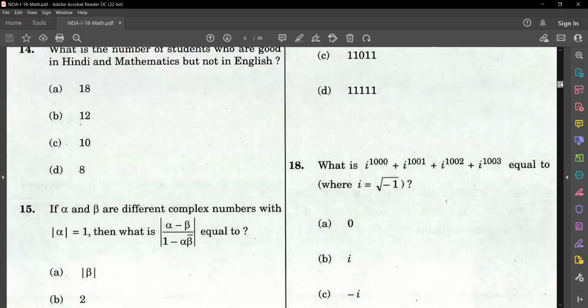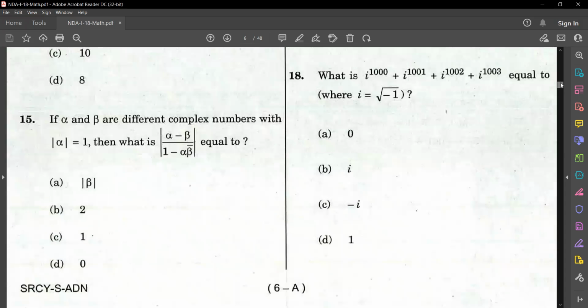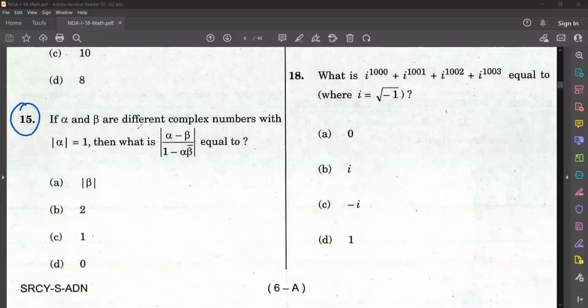We are going to see some previous year NDA Maths questions. See the question number 15. If alpha and beta are different complex numbers with modulus of alpha equal to 1, then what is modulus of (alpha minus beta) by (1 minus alpha bar beta) equal to?